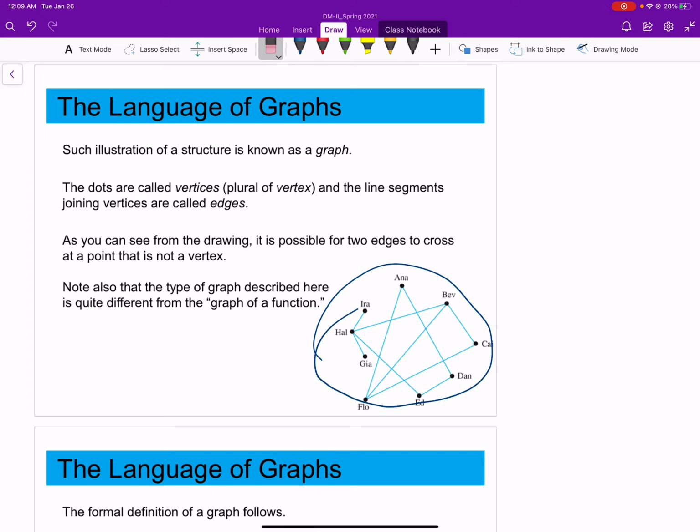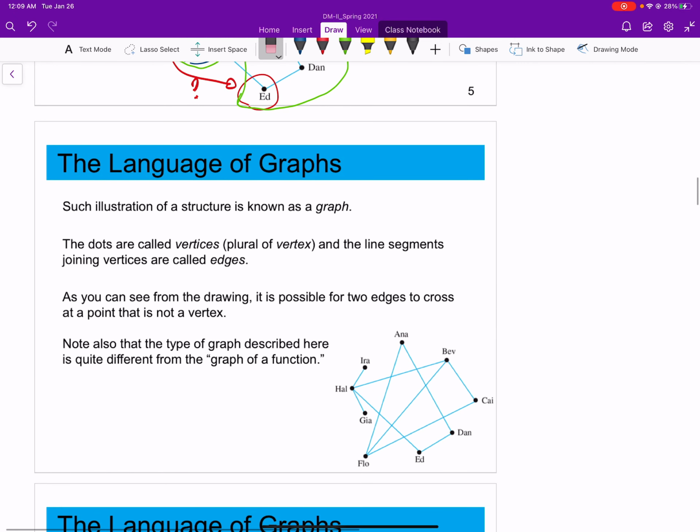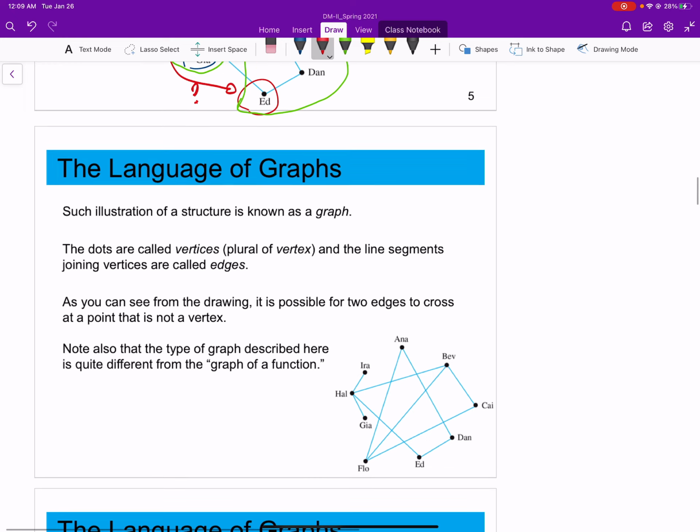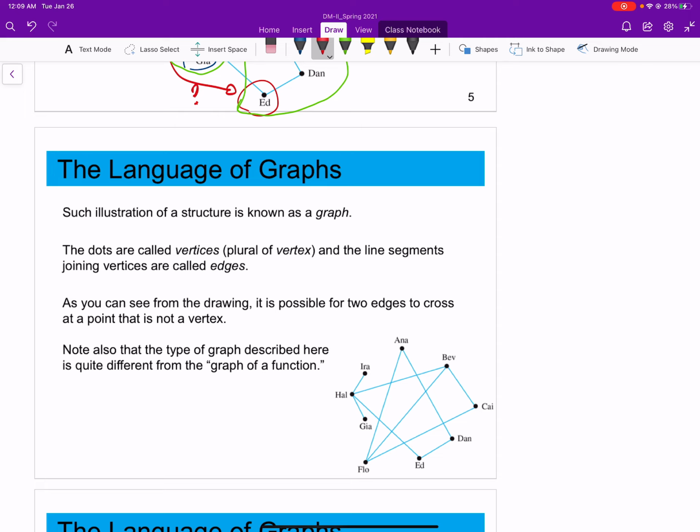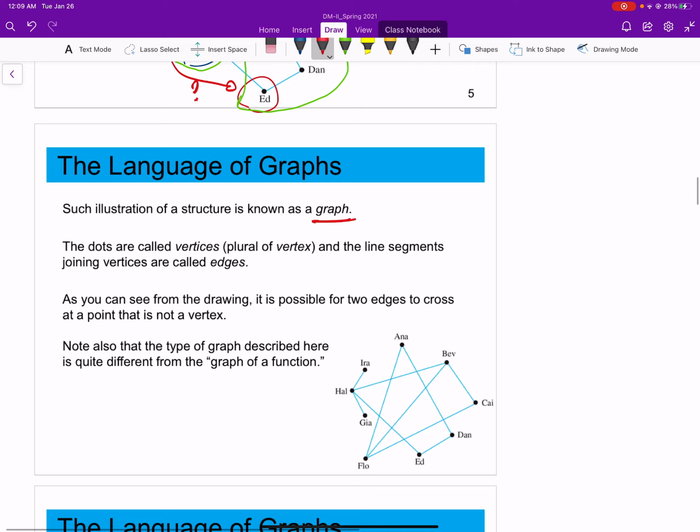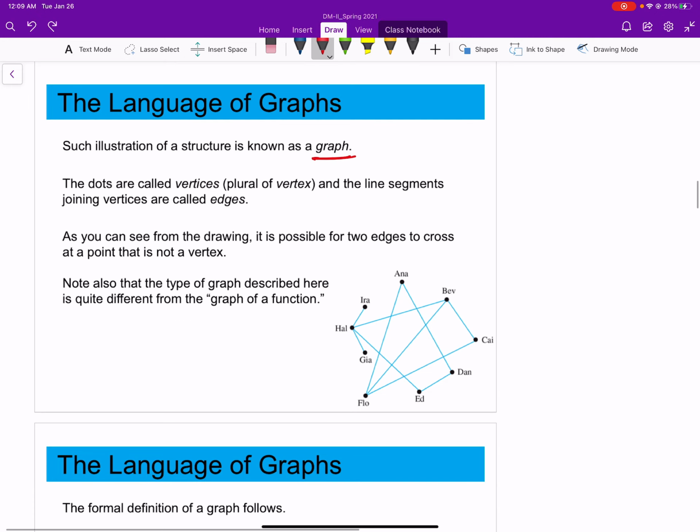All right, so let's read this slide. Such an illustration of a structure is known as a graph. Now we are coming to the most important definition, which is called a graph. Okay, this illustration is called a graph. All right, the dots are called vertices. So what are the dots? Here are the dots. These are called vertices. Okay, so these are vertices.